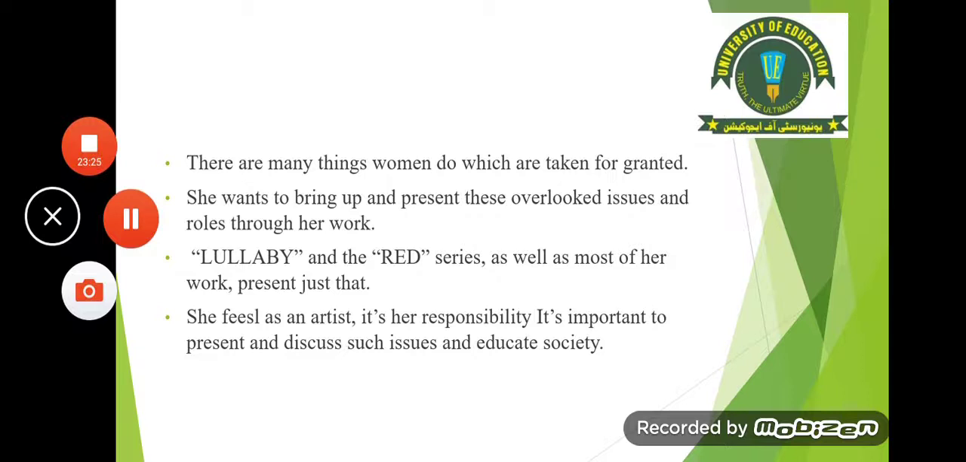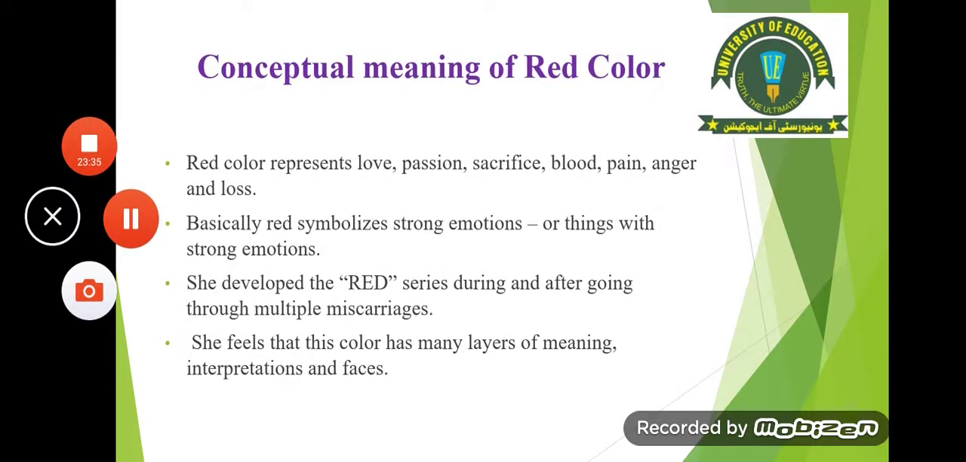And she feels that as an artist, it's her responsibility. It's important to present and discuss such issues and educate society. Conceptual meaning of red color in her artworks. Red color represents love, passion, sacrifice, blood, pain, anger and loss. So here we get many meanings of the red color, which Humaira has used in her artworks. Basically, red symbolizes strong emotions or things with strong emotions. She developed the red series during and after going through multiple miscarriages, and she feels that this color has many layers of meaning, interpretations and faces.